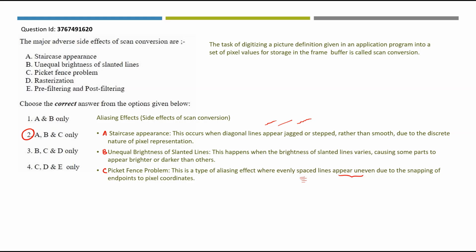What about D and E? Rasterization is the process of converting vector graphics into raster images. We are converting to pixels, which can introduce artifacts and reduce image quality. Artifacts in the sense, some kinds of problems you can take.